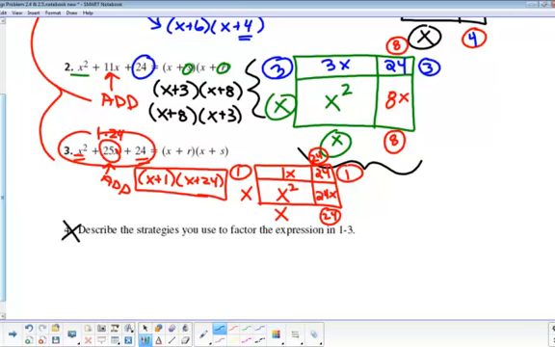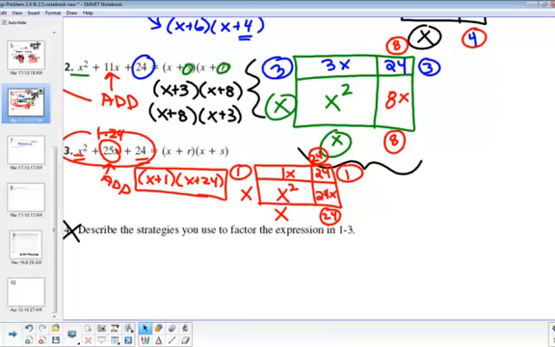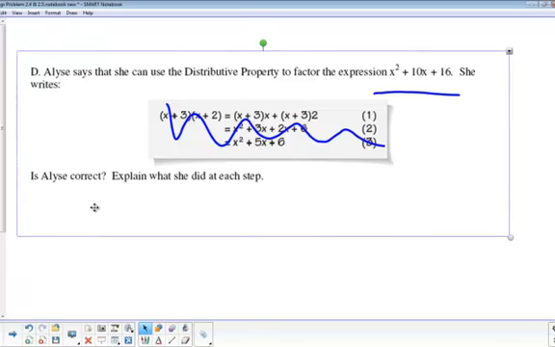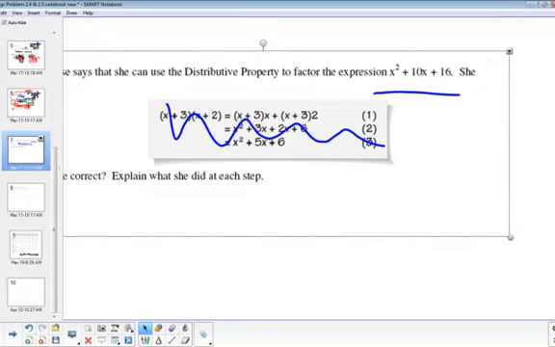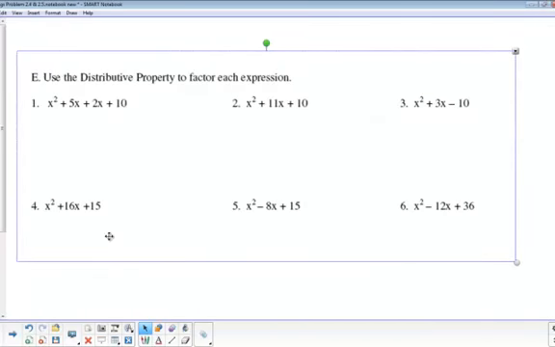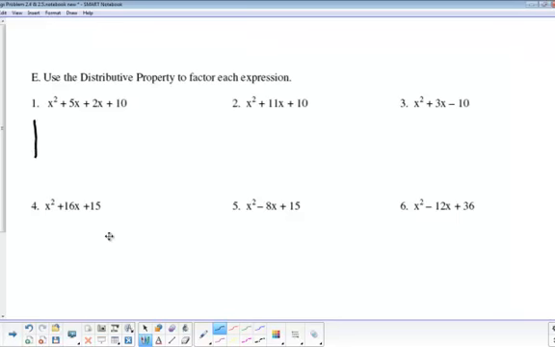We're going to keep on going. And that Elise person, that whole page is wrong. So just cross that off. So, in letter E, this simplifies into x squared plus 7x plus 10. So my 10 goes here, and my x squared goes here.